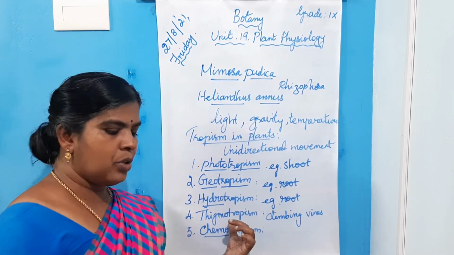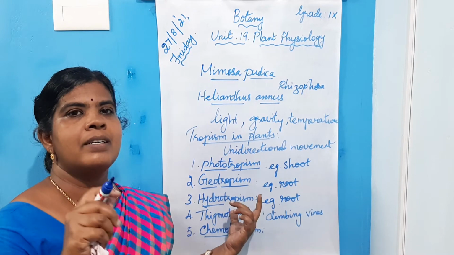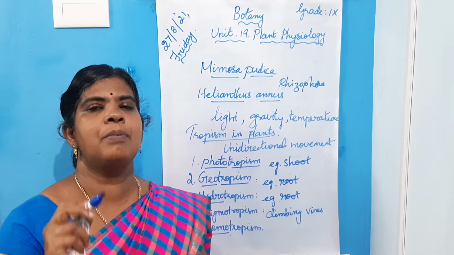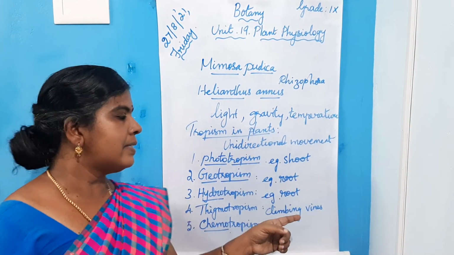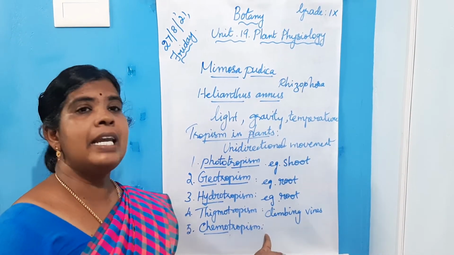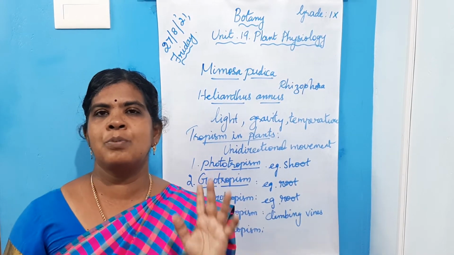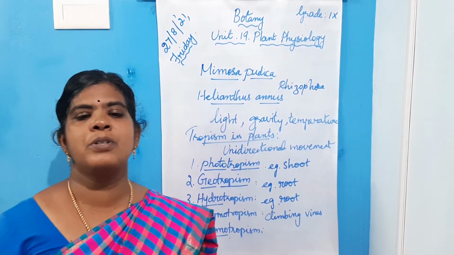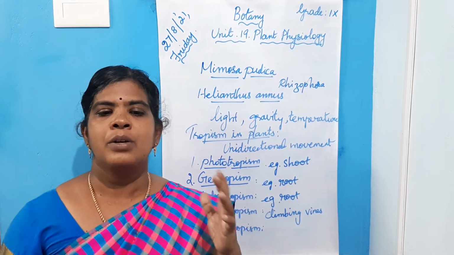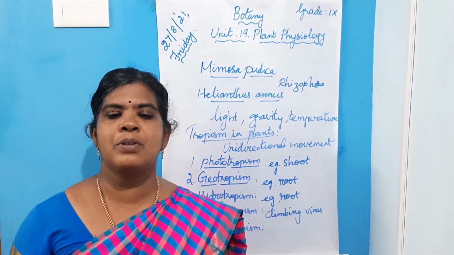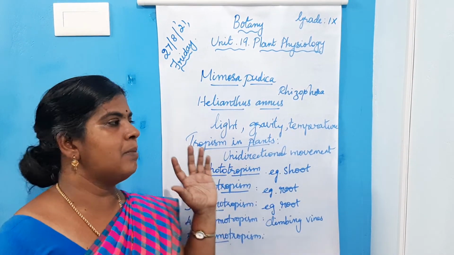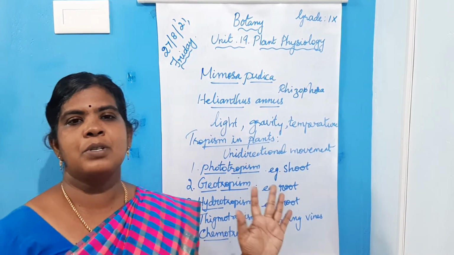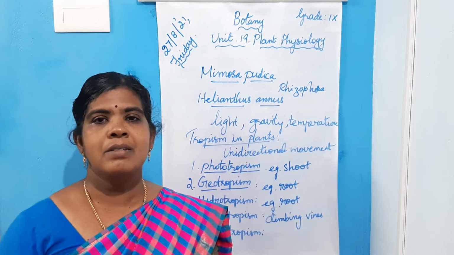Okay. Next, Stigmatropism. Certain weak-stemmed plants, due to a touch signal or touch stimulus, climb around the support. So that is an example, climbing vines. Then Chemotropism. This is the movement of a part of a plant in response to chemicals. Example, growth of a pollen tube in response to sugar present on the stigma. So that is called chemotropism. These are the different types of tropism based on the stimuli.